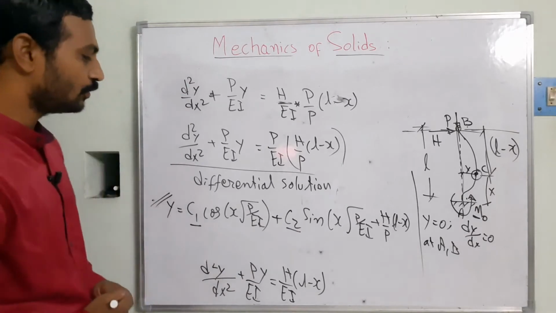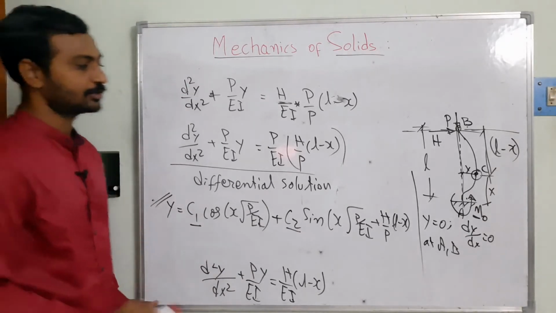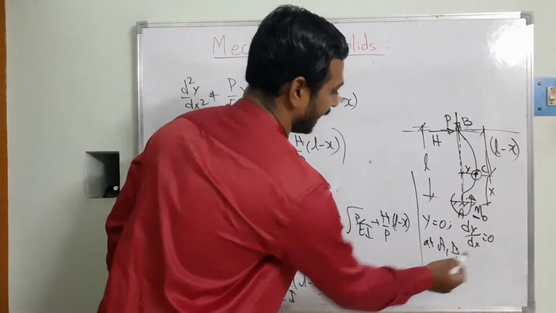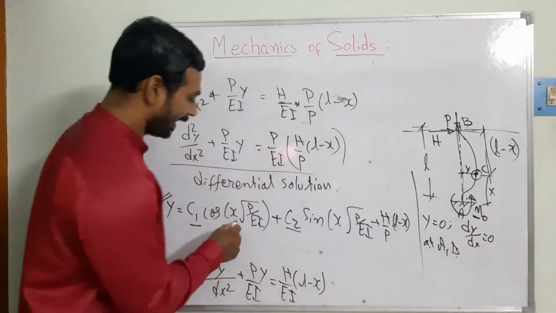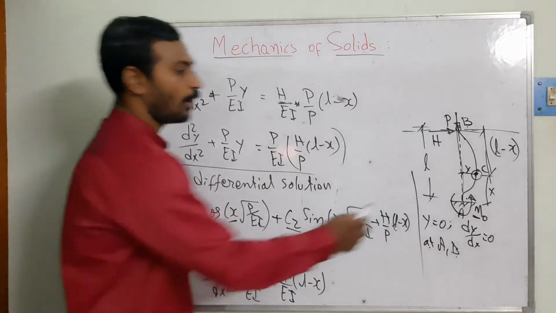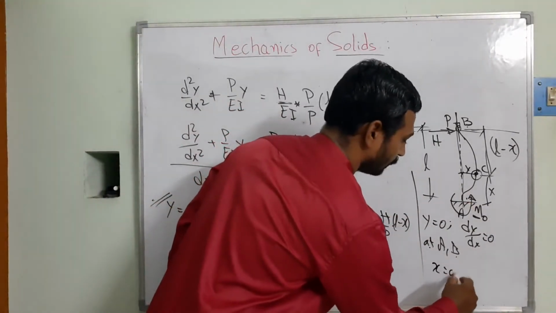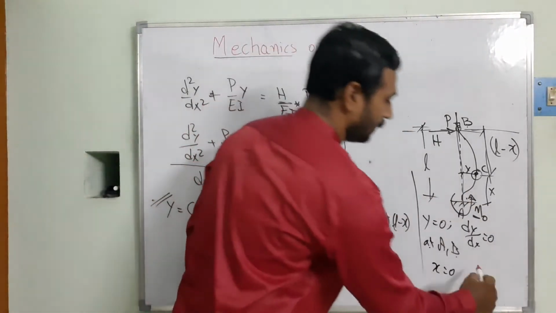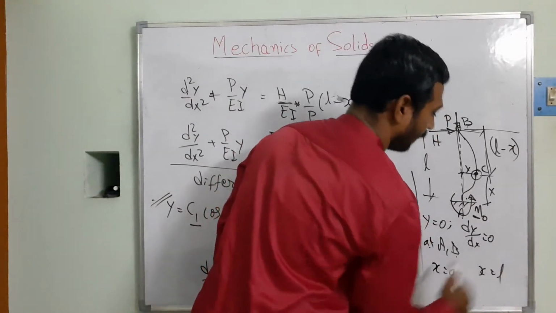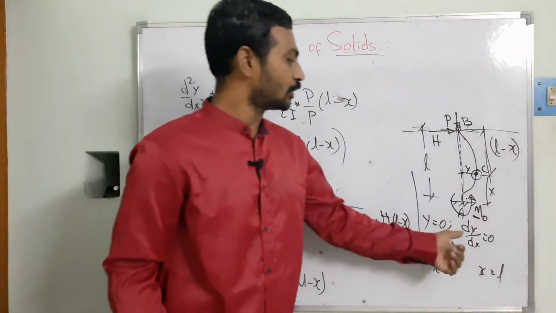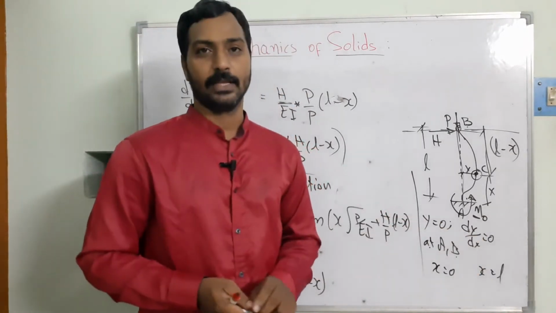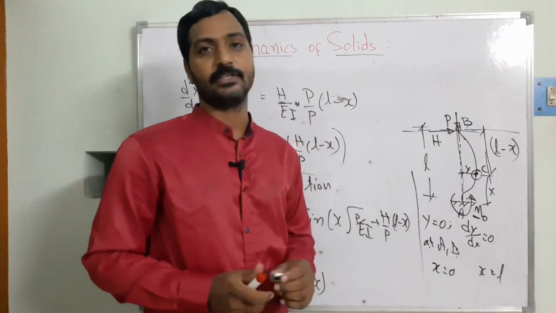So I am going to substitute the boundary conditions at A as well as at B. By using these two, here x also appears. At the point A, x is equal to 0, right? At the point B, x is equal to L, right? But the deflection as well as the slope are going to be 0 there, because it is a rigid system.